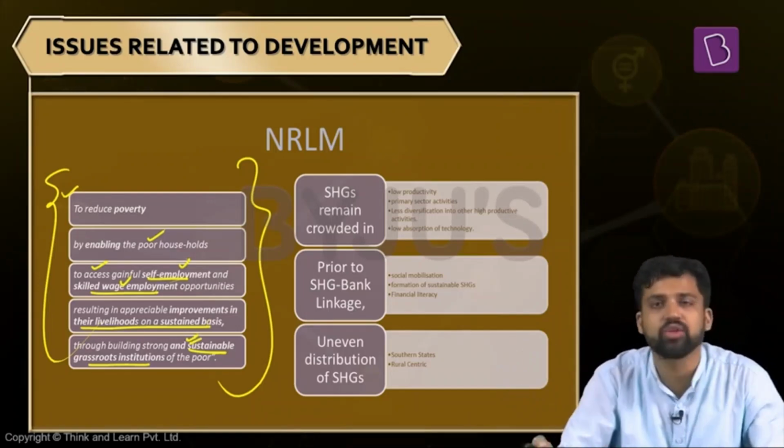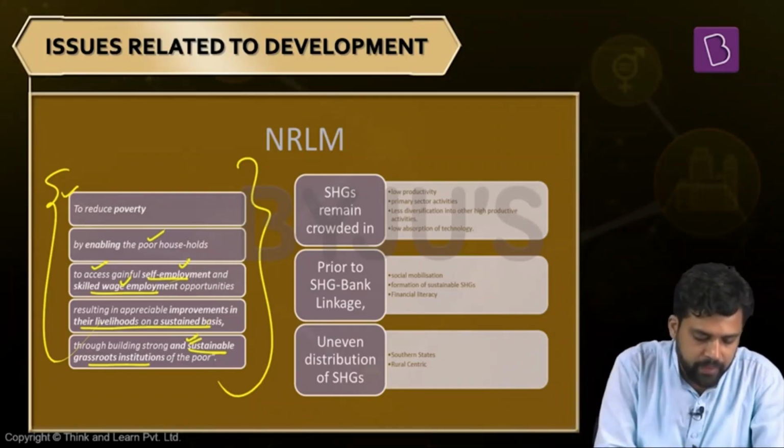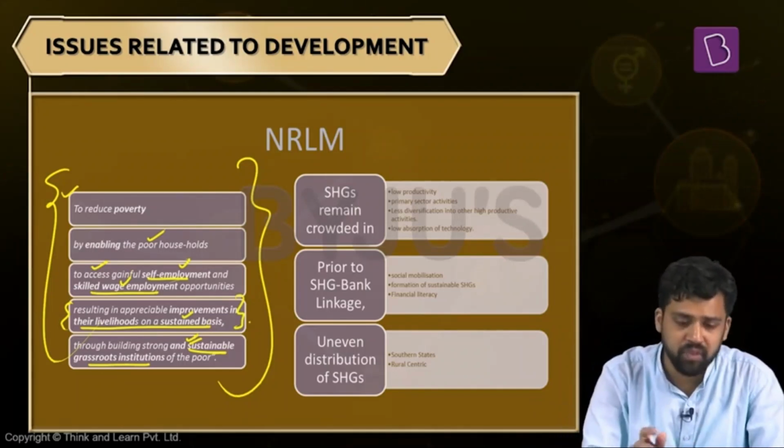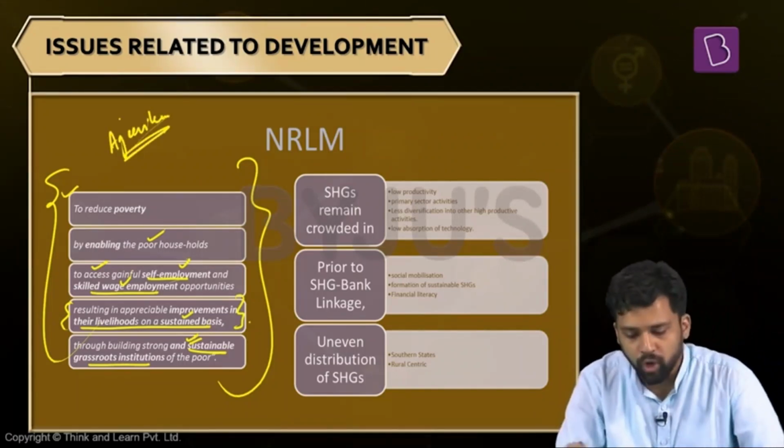At the same time, they are creating sustainable grassroots institutions. What are these sustainable grassroots institutions? These are the self-help groups. And this is resulting in livelihood security of people, and this livelihood security is there on a sustainable basis. This is the aim of Ajivika, or the National Rural Livelihood Mission. What are some challenges?